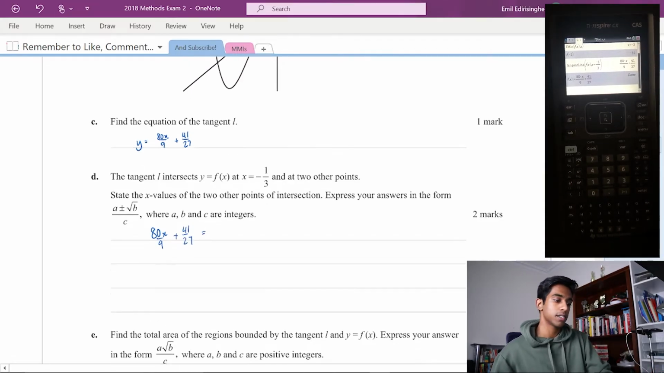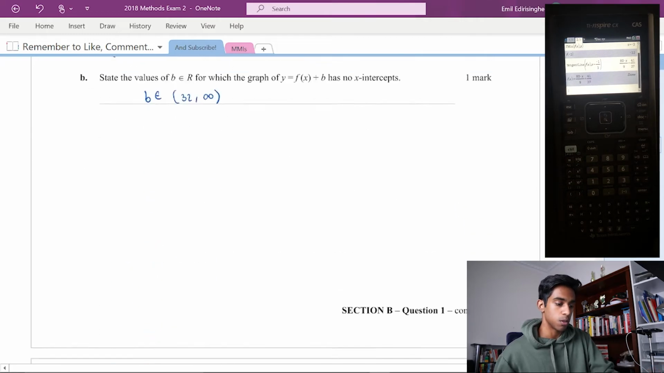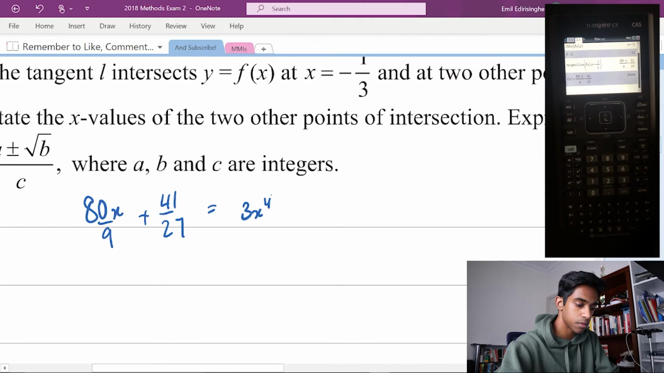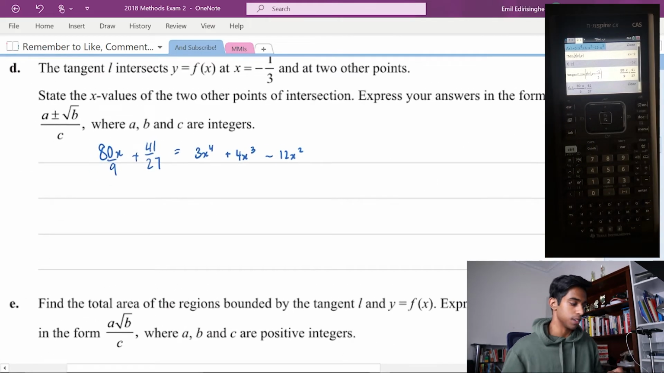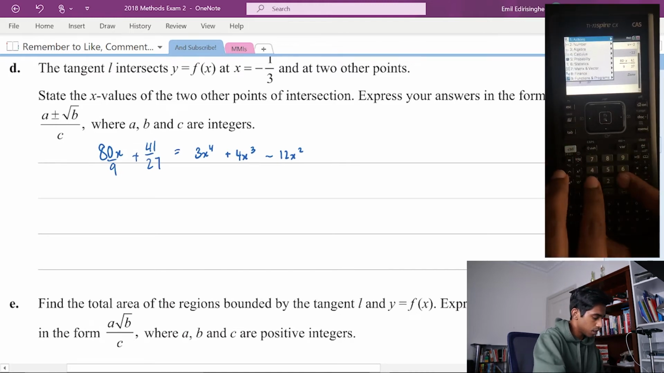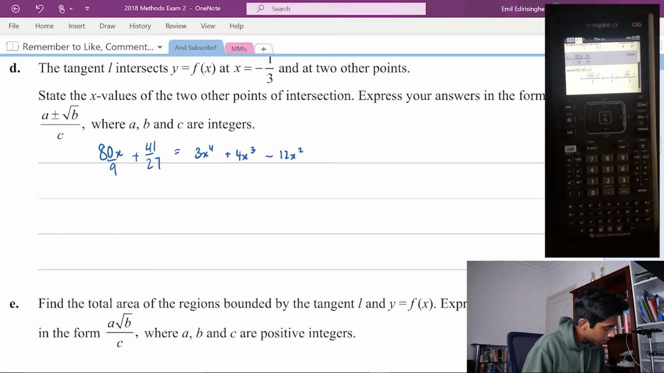Is equal to f of x. So f of x is whatever, all of that, so I'll write that in. And then what I'll do is I'll just solve this by putting this into the CAS. So L of x is equal to f of x, comma x. That gives us negative those roots.